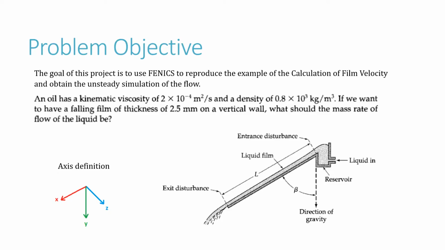Today I'll be presenting the Momentum Falling Film Project. We are given a problem where we have an oil with certain given properties flowing down a falling film of a certain thickness on a vertical wall. We want to find the mass flow rate and the velocity of the liquid. This is the steady state part. We also need to use Phoenix in order to reproduce this flow in the unsteady simulation part.